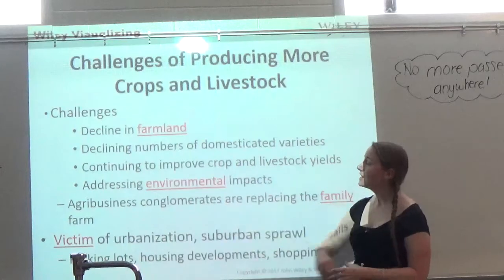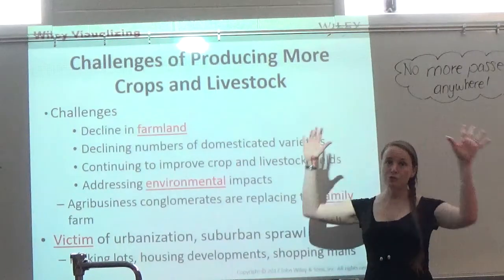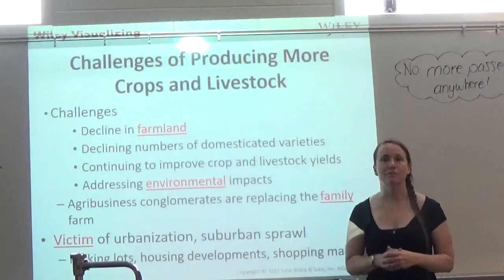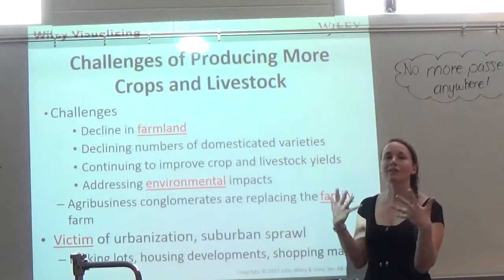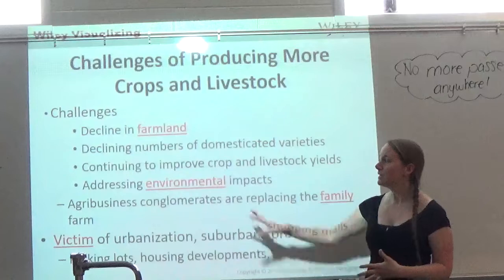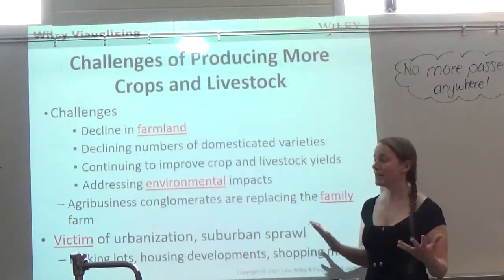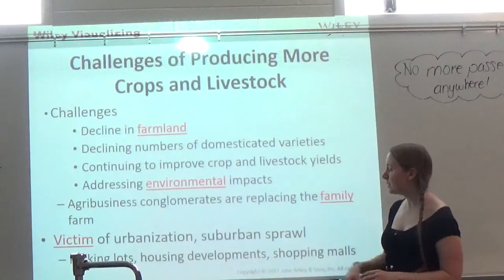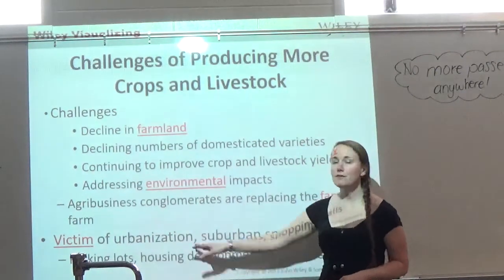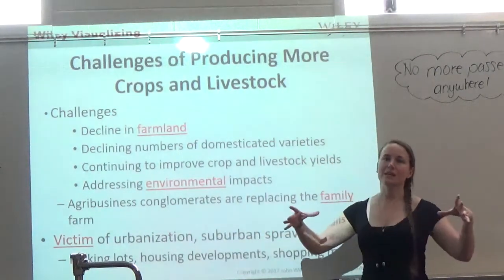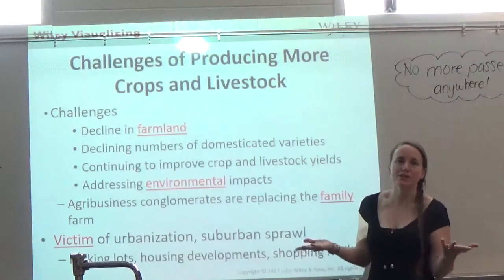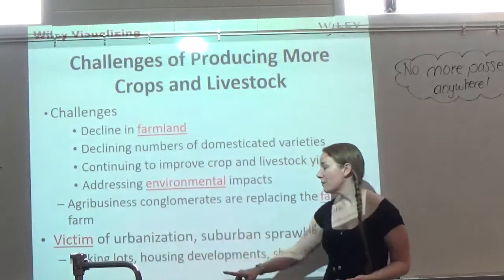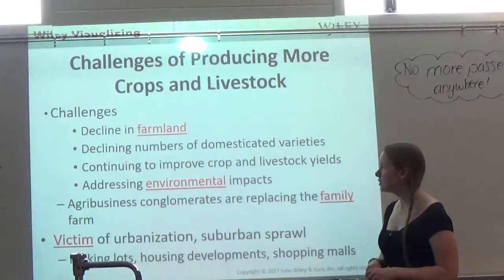Agribusiness conglomerates, which are just the huge companies getting really rich off agriculture, are replacing the family farm. So small farmers are having trouble making ends meet because these huge businesses are taking over. And then it's a victim of urbanization and suburban sprawl. So you may be a farmer, and if a city expands and takes over your farmland, then you're stuck having to move on somewhere else. And so farmland's turning into parking lots, housing developments, and shopping malls.